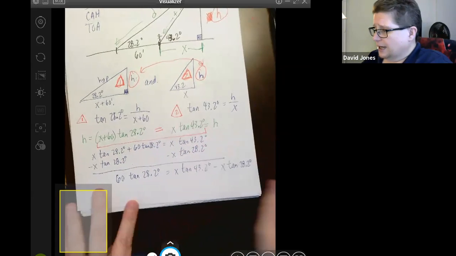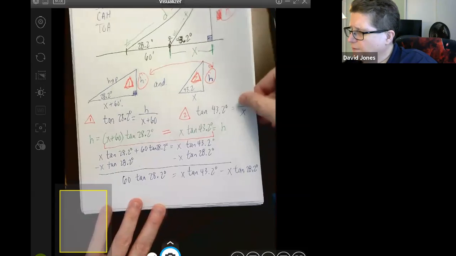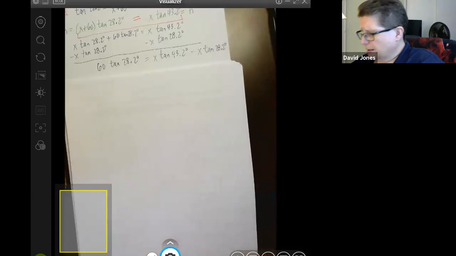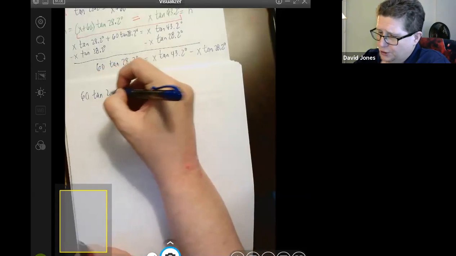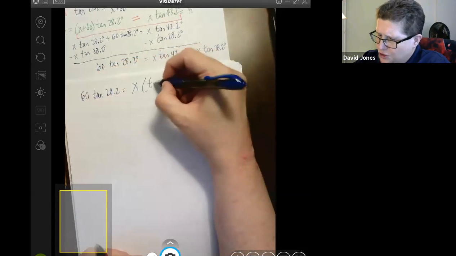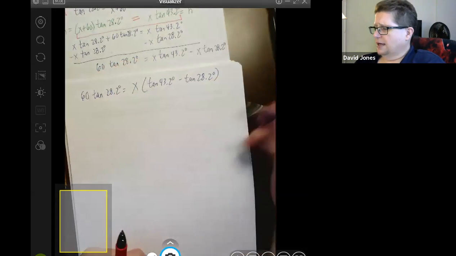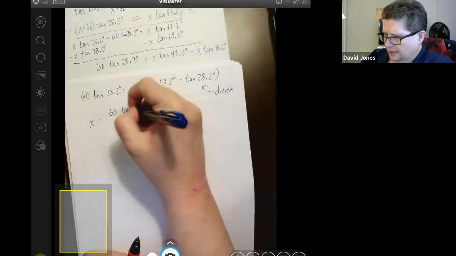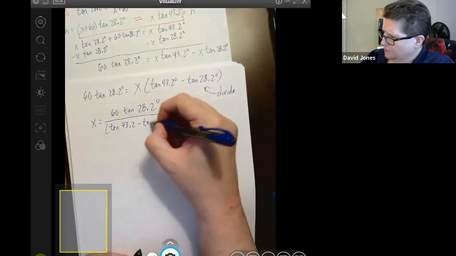I'll pause, let you get caught up there. We're going to need another page. The next step is stuff a lot of people doing algebra aren't necessarily comfortable with. They're used to distributing, but not really doing factoring like this. We can pull out that x. I've got 60 tangent of 28.2 equals x times tangent of 43.2 minus tangent of 28.2. And then I'll divide by that, and I get x equals 60 tangent 28.2 over tangent of 43.2 minus tangent of 28.2.